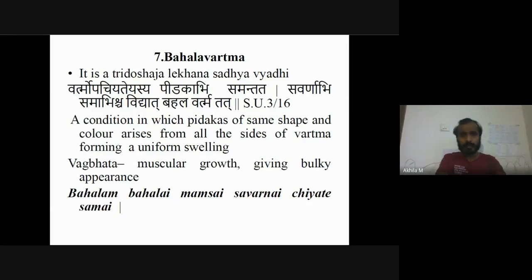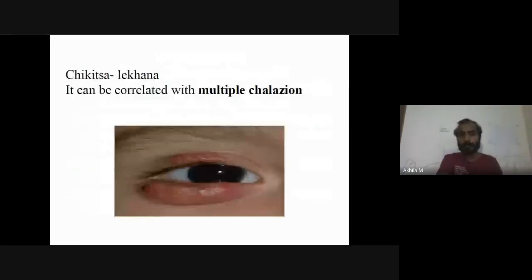Like that, Acharya Sushruta also described Bahala Varma. Some pidakas arise, some relatively big pidakas and some small pidakas, and together they give a mass swelling appearance to the lid. That is called Bahala Varma, a tridoshaja lekhana sadhya vyadhi. From this picture you can get an idea. If there are multiple chalazia, together they will create a large swelling over the lid, a large swelling over the varma. That swelling is called Bahala Varma.